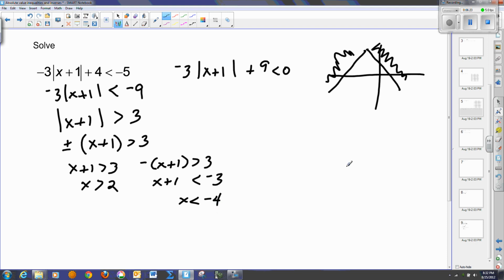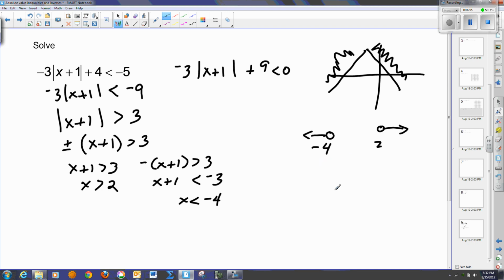If you look at our graph, very similar. So I say, well, my shaded region really happens where I have the following values, where x is greater than 2 and x is less than -4 on a number line are my solutions.